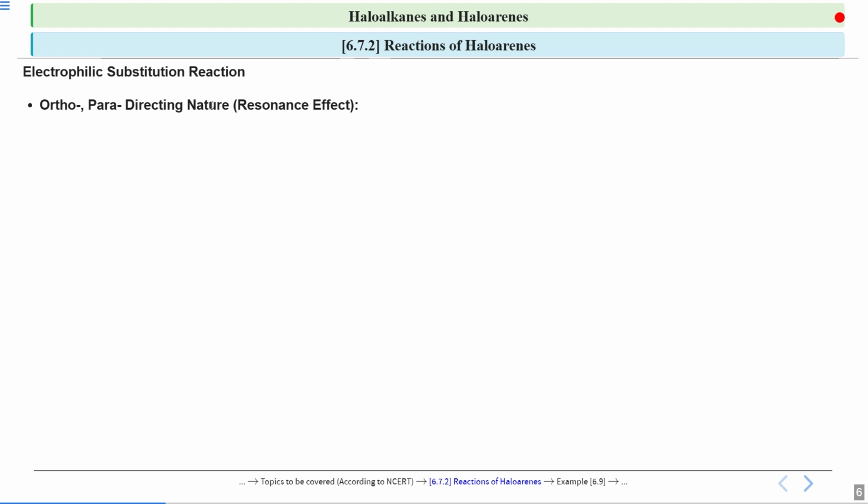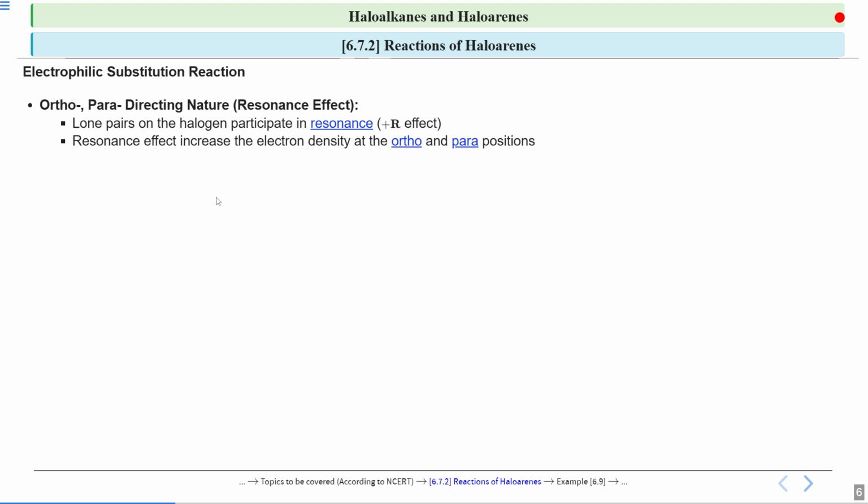Ortho-para directing nature. Now, the halogens show ortho-para directing nature specifically due to the resonance effect shown by them in the benzene ring. The lone pairs present on the halogen, which is attached directly to a carbon of the benzene ring, participate in the resonance of the benzene ring. So they will show the plus R effect, the positive resonance effect.